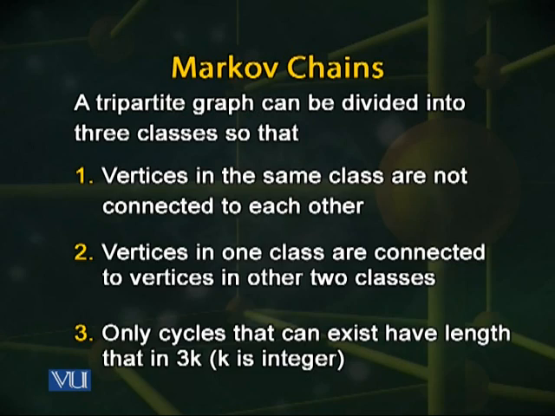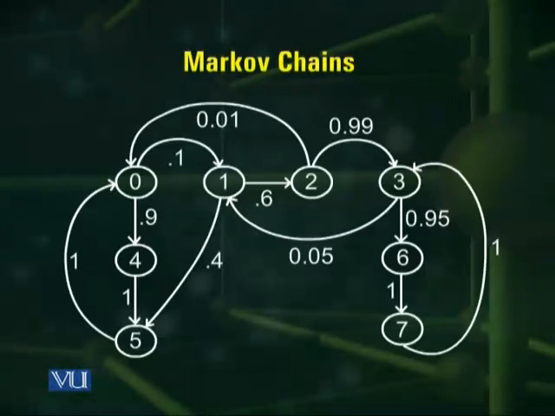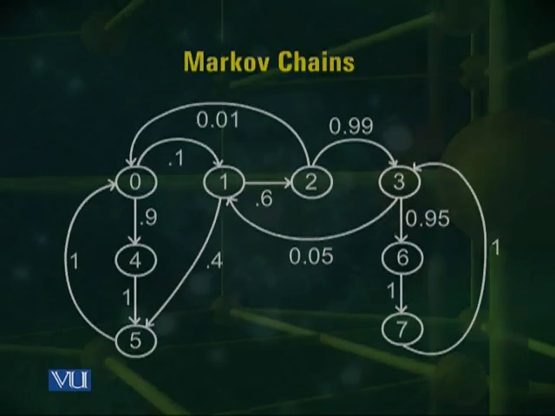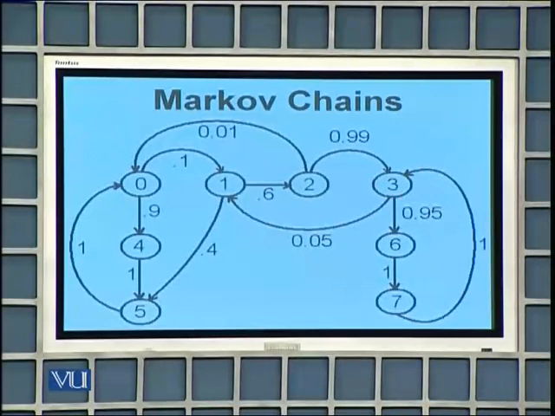Let's try to see if we can use this idea of a tripartite graph and analyze a Markov chain which has a periodicity of 3. You have seen this Markov chain being shown on your screen, and this had a periodicity of 3. But by looking at this graphical model of this Markov chain, can you see if this graph is a tripartite graph? If you look carefully, you might see, but let's try to group these nodes logically so that you do get a tripartite graph.